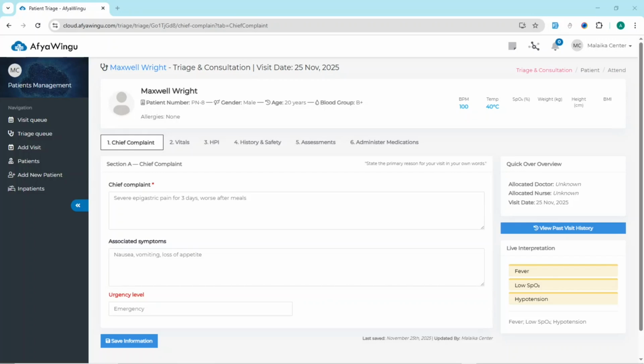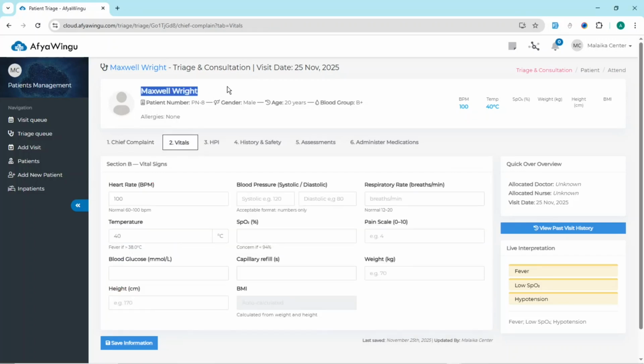In this video, we'll walk you through Section 2, Vitals, where you'll record the patient's key physiological measurements to help assess their condition and guide clinical decisions. You're still viewing the record for Maxwell Wright, age 20 male, with visit date November 25th, 2025. We've just completed the chief complaint section. Now it's time to capture his vital signs.